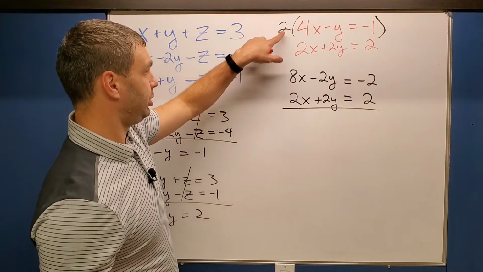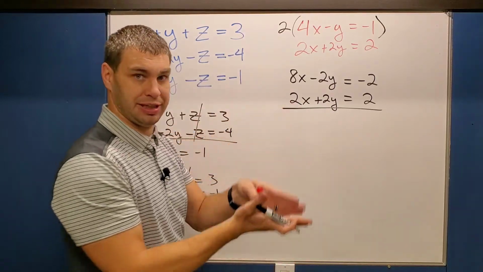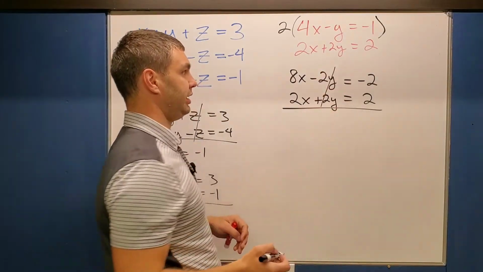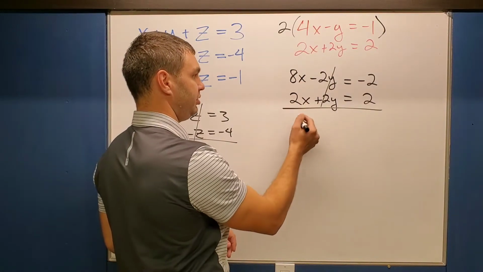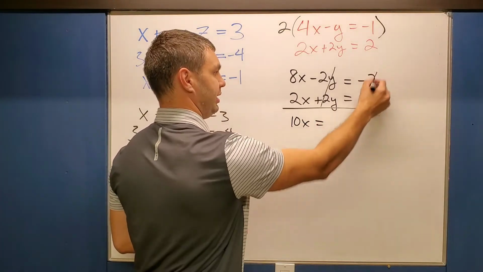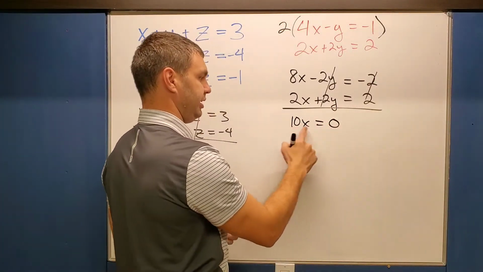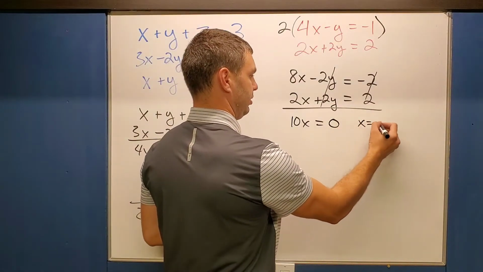Okay, so again there I multiplied the top one times 2, and I wrote it down here, and then I just copied this one down and put it next to each other so that the y's are going to cancel. And when I do that here, 8x plus 2x is 10x equals, and then 2 minus 2, of course, is 0. So 10 times what is 0? x has to be 0. All right, so we got one of them.